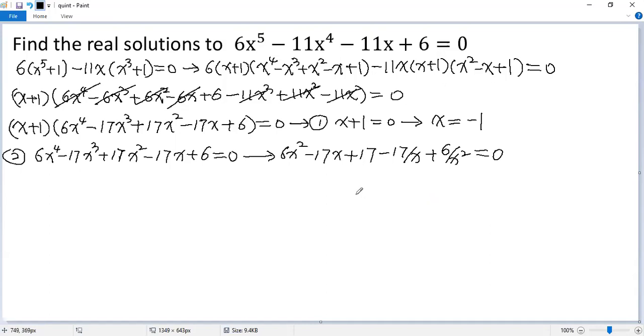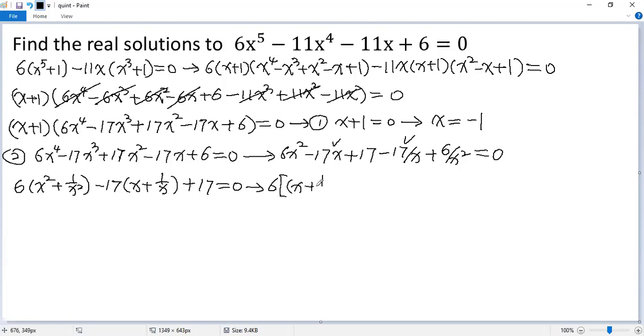Do you notice the symmetry again? So let's combine the first and the last and take a 6 out, so we get 6 times (x squared plus 1 over x squared). And then combine this term and this term, take negative 17 out, so we get (x plus 1 over x). Finally, plus 17 equals 0. Let's view x plus 1 over x as a single variable and change the first term. Write as 6 times (x plus 1 over x) squared. When you expand it, we get these two terms and also the middle term 2, so we need minus 2, and then minus 17 times (x plus 1 over x) plus 17 equals 0.